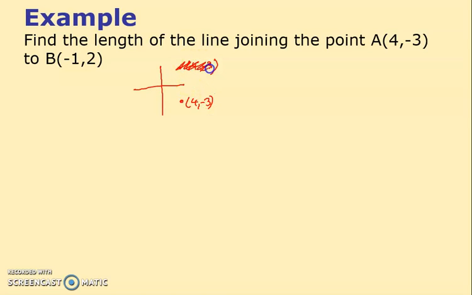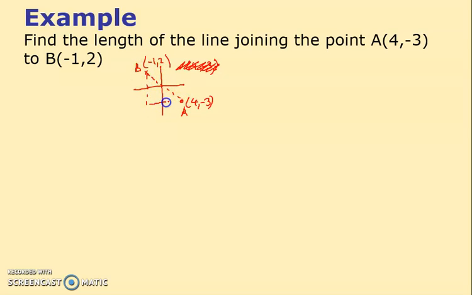So let's try and get the picture roughly right. And it says minus 1, 2. I'll draw this the right way. I think it's up there. So there's my B, minus 1, 2. And this is my A, which is 4, minus 3. And I'll draw a line joining them up.